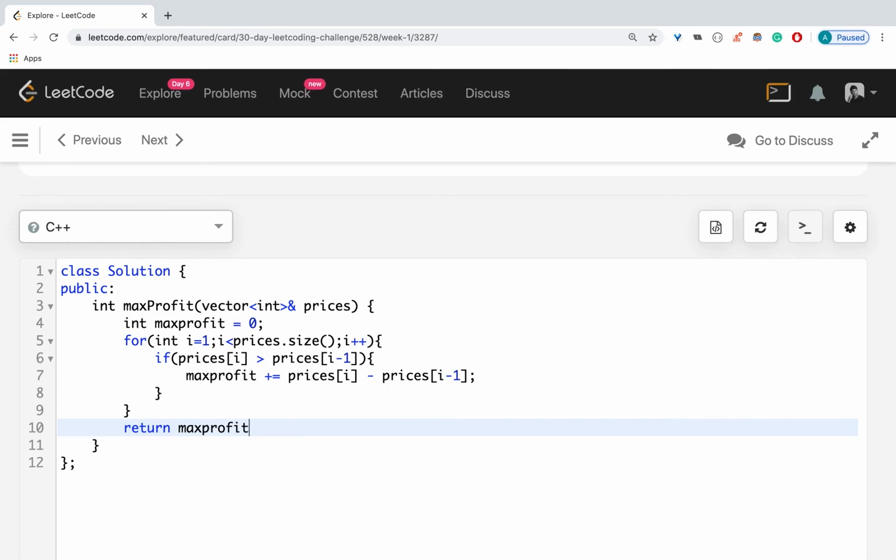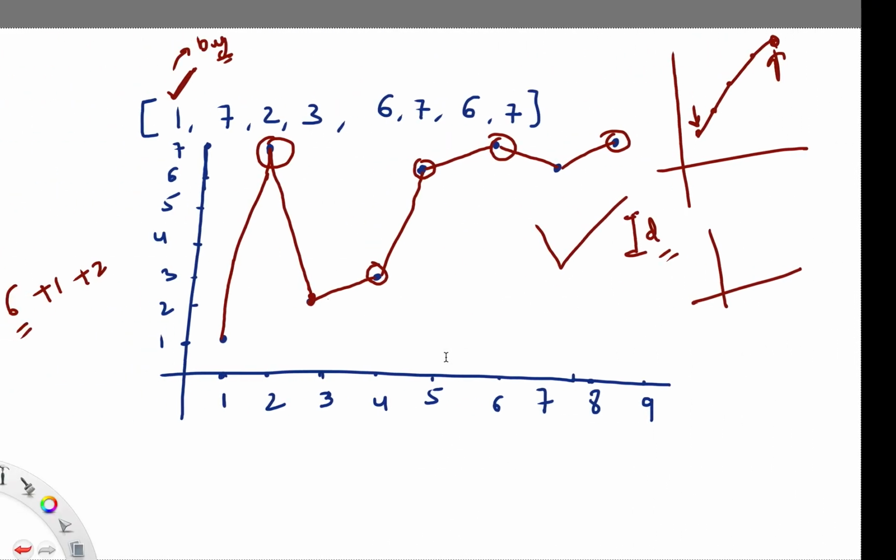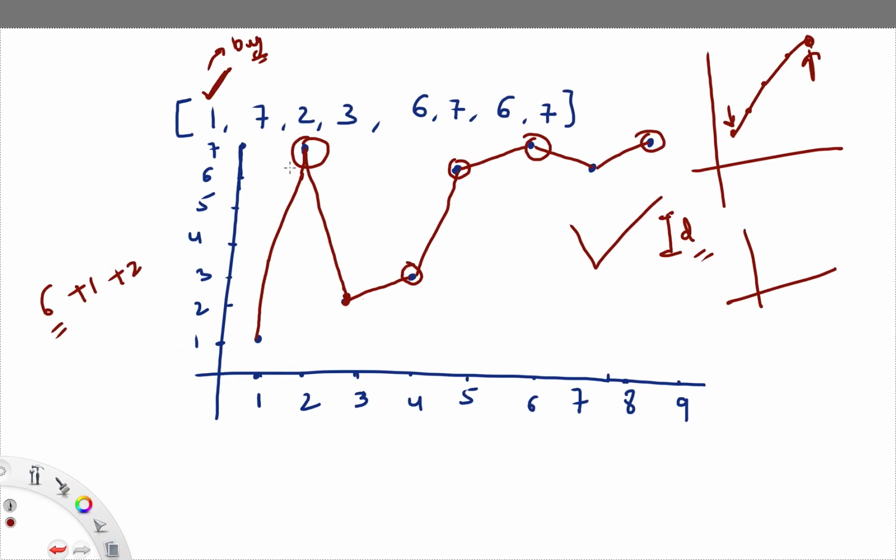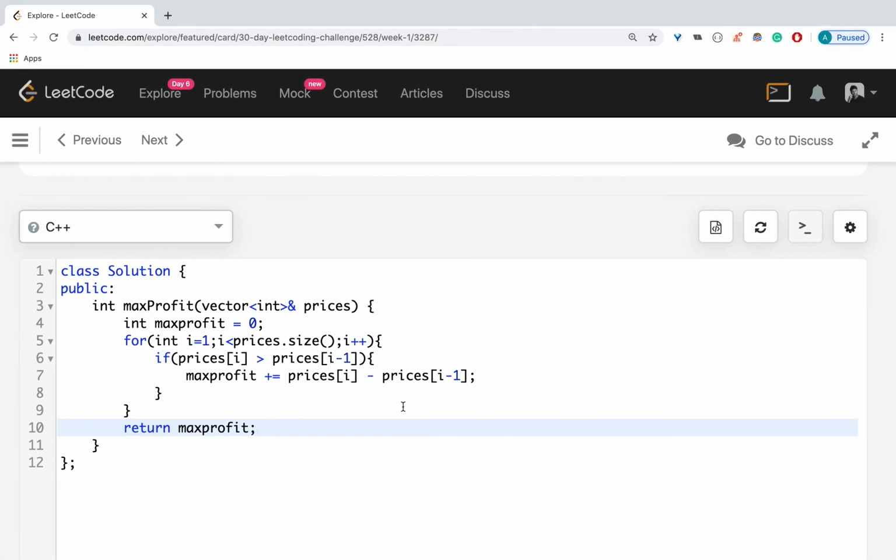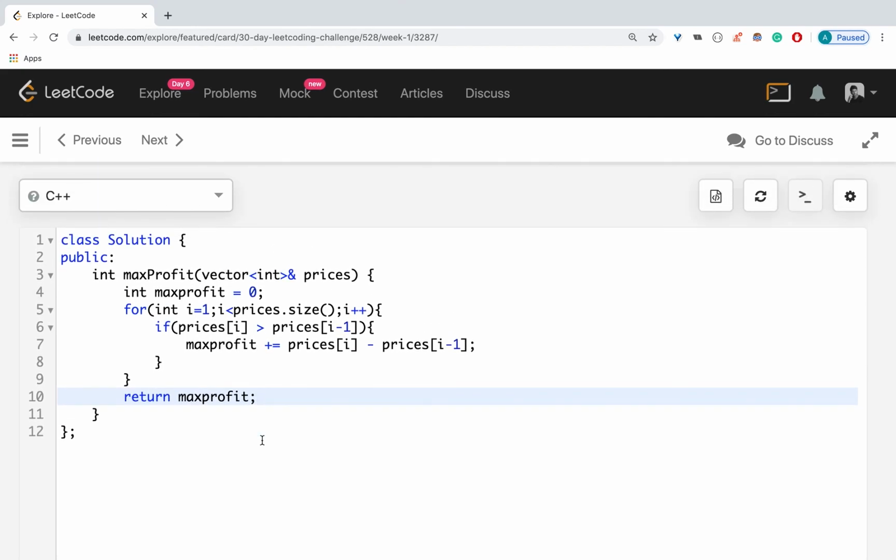Okay, so I think this is pretty easy. What we are doing is, whenever the second price is greater than the first price, I am going to calculate the profit and store it, because as soon as you buy you have to sell, since it gives the chance for further buying and you will have the maximum profit in that case. I hope this is pretty easy and clear to everyone.